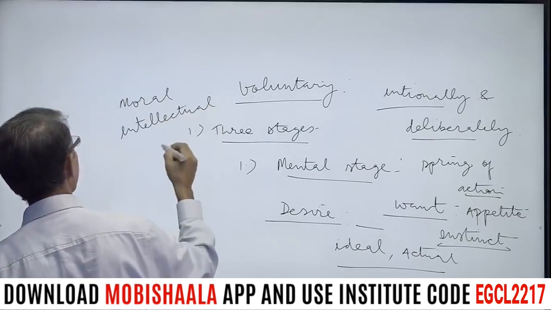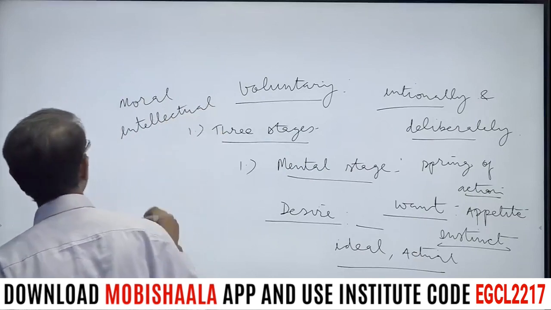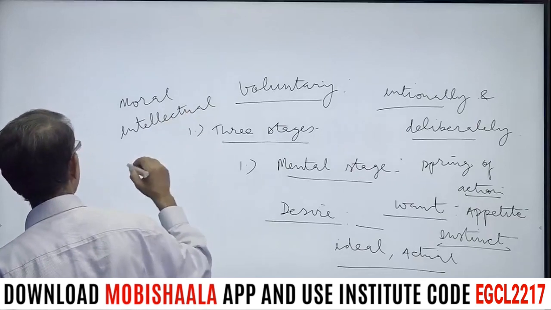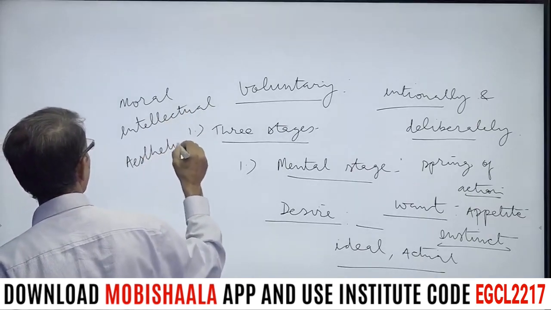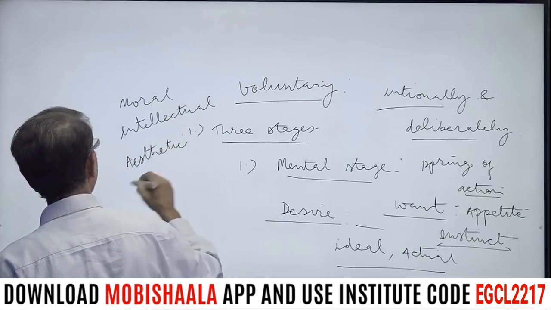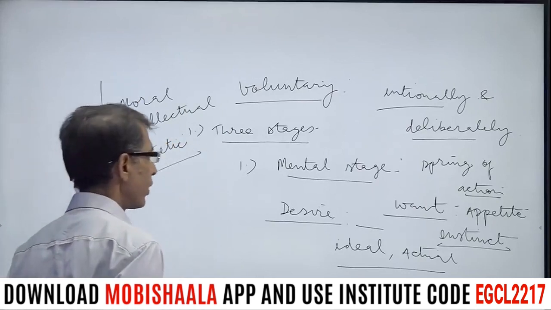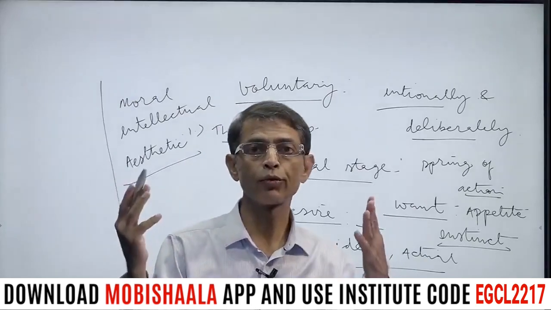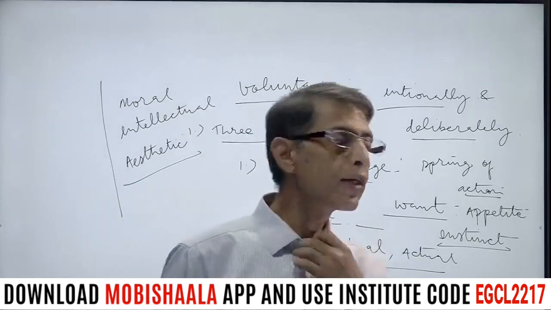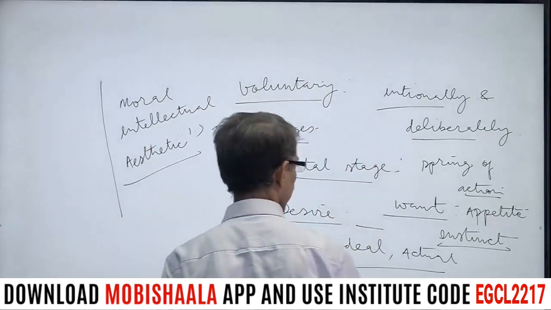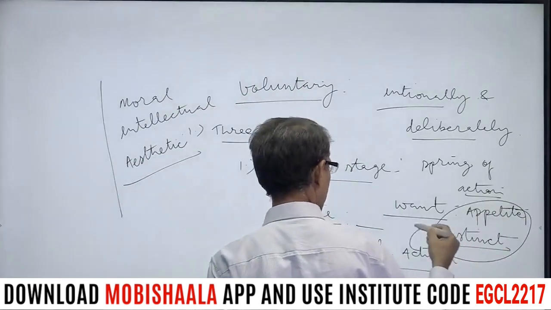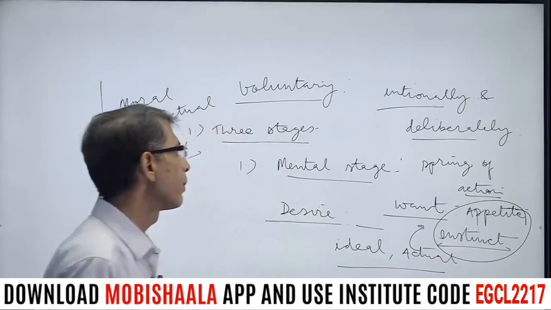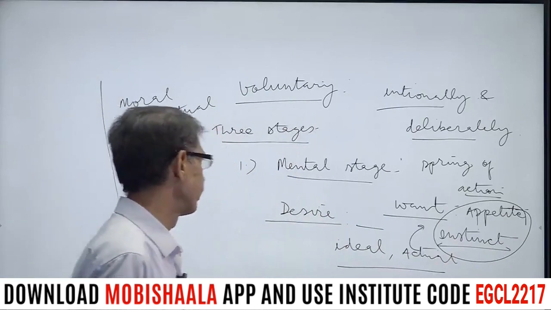or the aesthetic: moral, intellectual, aesthetic. So it can be either of them. If it is ideal, one can think about some ideal, and if it is actual, then of course it is either appetite or instinct. So it will be connected with either appetite or instinct.